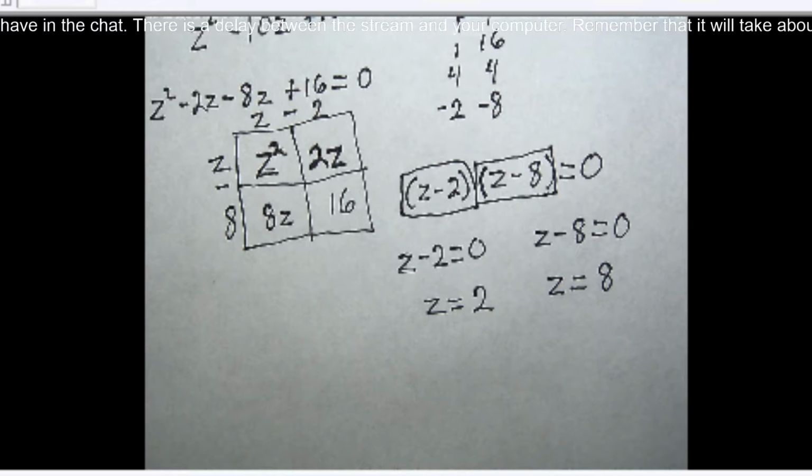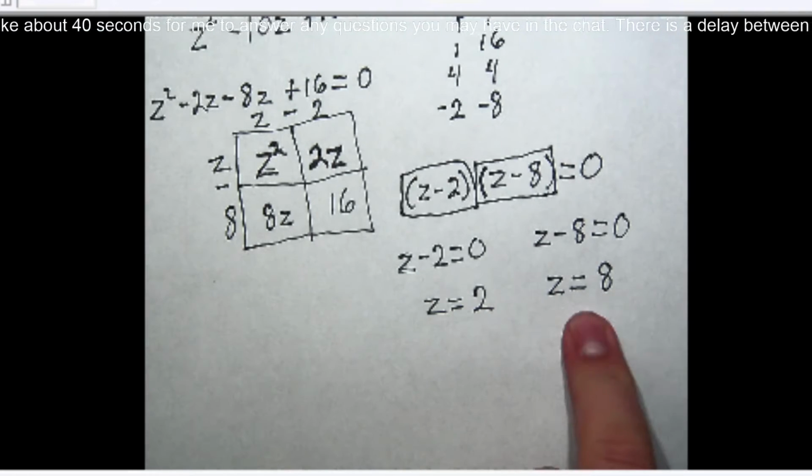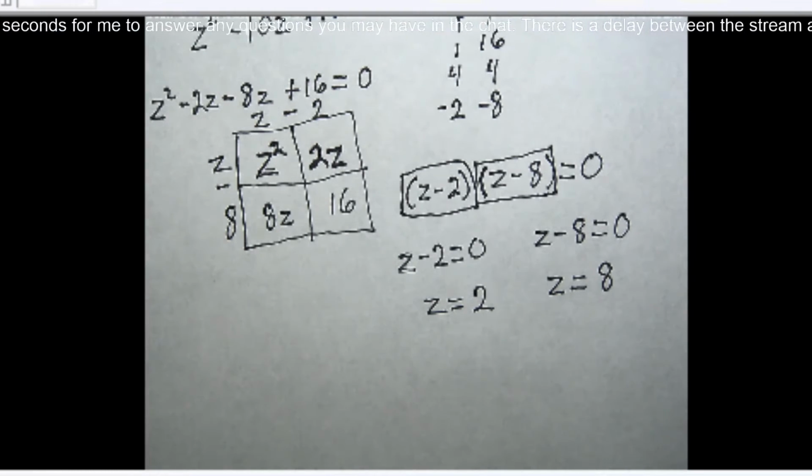Well, remember that a conditional equation has a limited amount of answers, but you can have more than one. A conditional equation has some condition that makes the equation true. In this case, the condition is that Z has to be either 2 or 8. So it has an exact amount of answers.